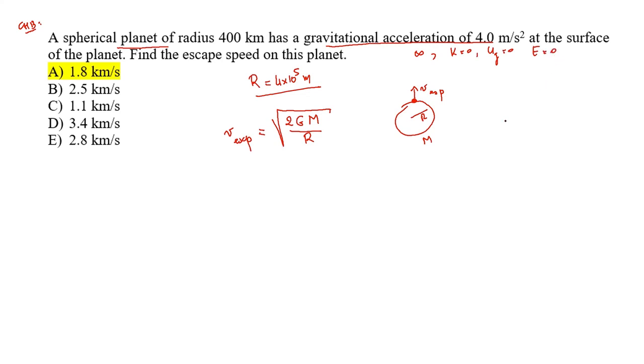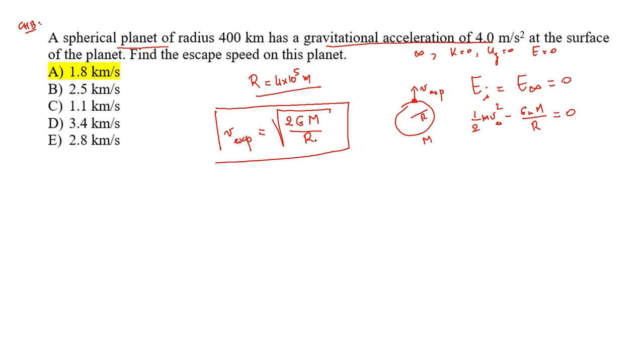So I can use conservation of mechanical energy between the surface of the planet and infinity. Mechanical energy initial is equal to mechanical energy final, which is at infinity, which is 0. So I will have half m v escape squared minus GMm divided by R, and this is equal to 0. And this gives you the escape speed, which is in your formula sheet.